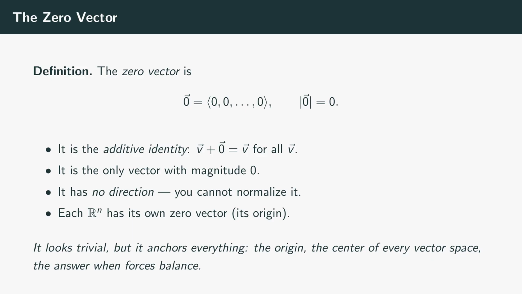Each space Rn has its very own 0 vector, sitting at the origin. It may look like the most boring object in the course, but it anchors everything. It's the origin we measure from, the center of every space we'll build, and physically it's the answer when a tug-of-war ends in a perfect draw and all the forces cancel.